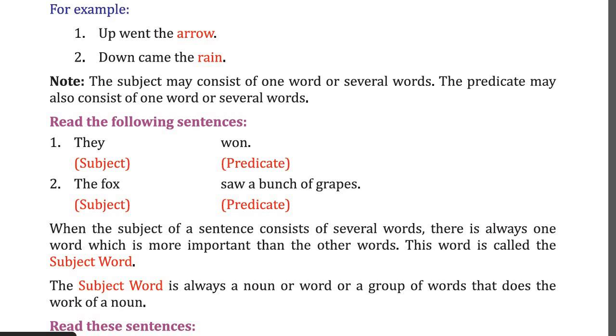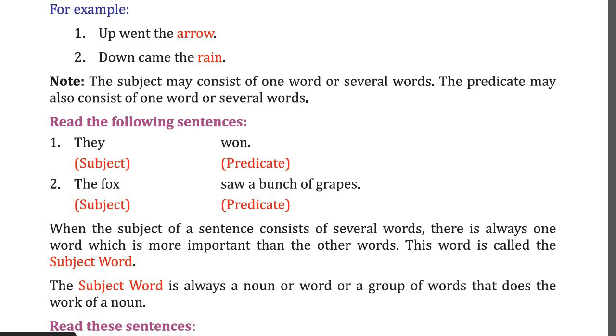Now, read the following sentences. They won. They is the subject here and won is the predicate. They won is describing that a group of people won. The fox saw a bunch of grapes. The fox is the subject here, and saw a bunch of grapes is saying about the fox, that the fox saw a bunch of grapes. It is the predicate.